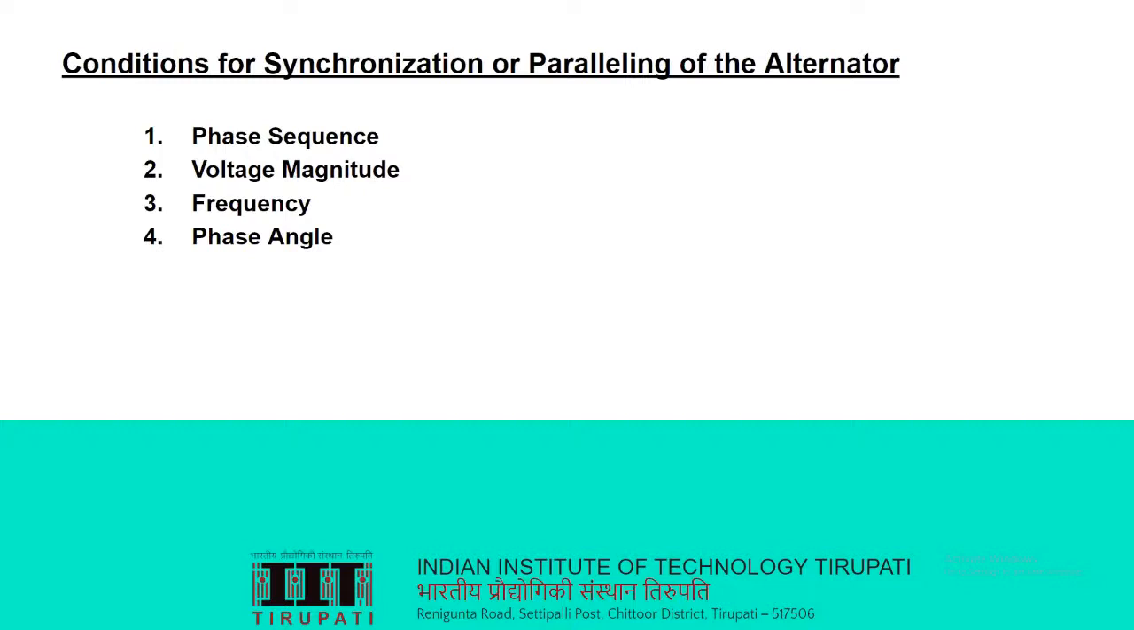Next one is phase angle. The phase angle between the incoming generator voltage and voltage of the busbar should be zero. This can be observed by comparing the occurrence of zero crossings or peaks of the voltage waveforms.